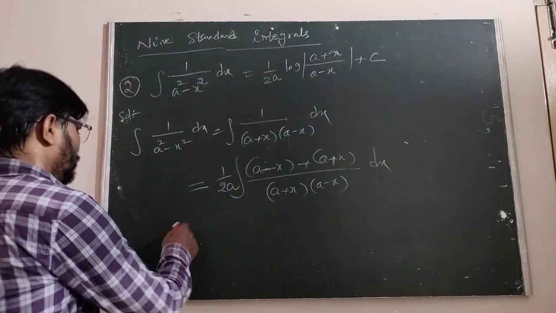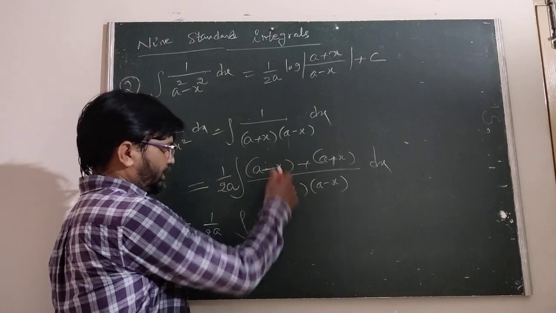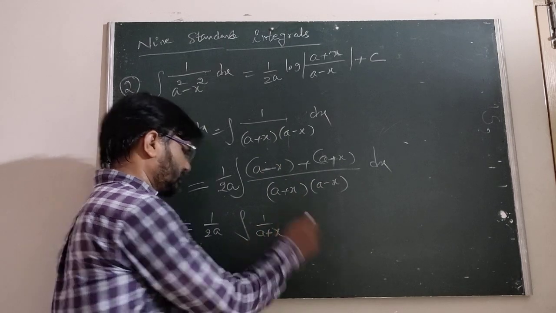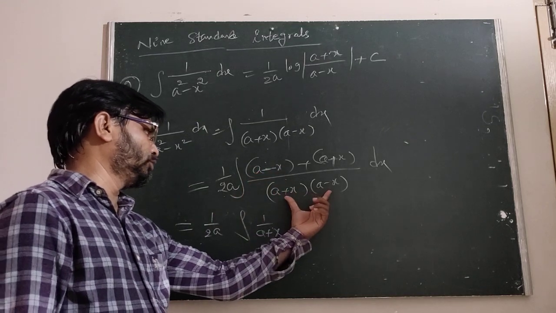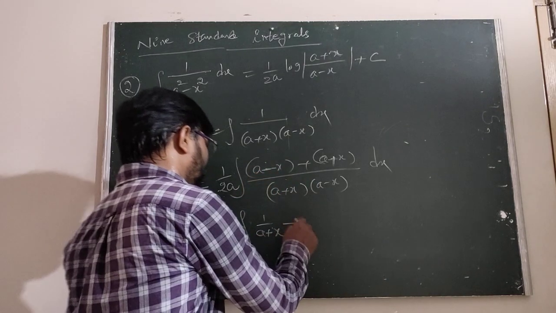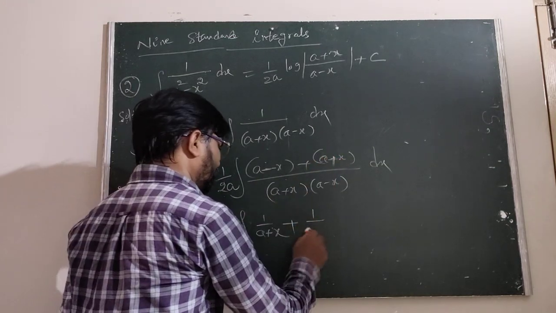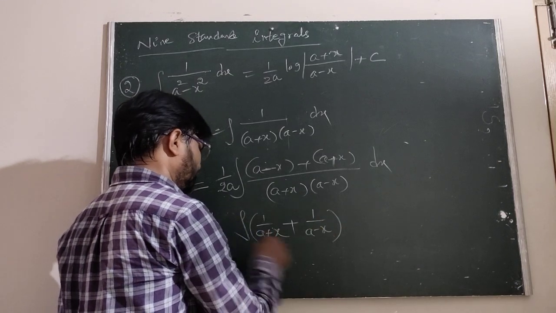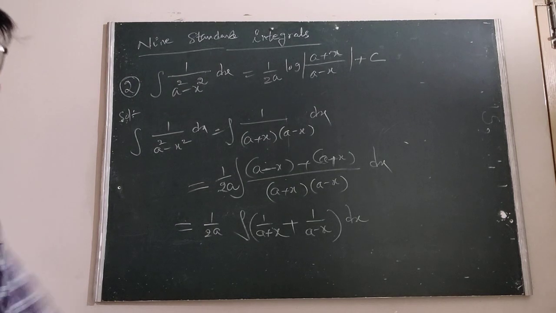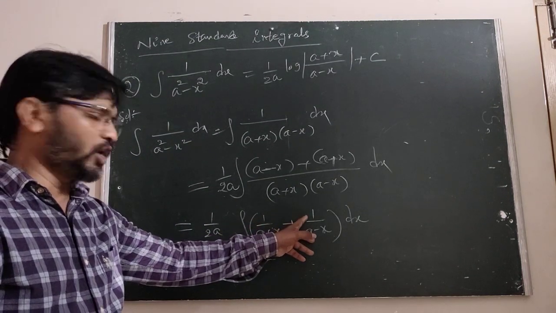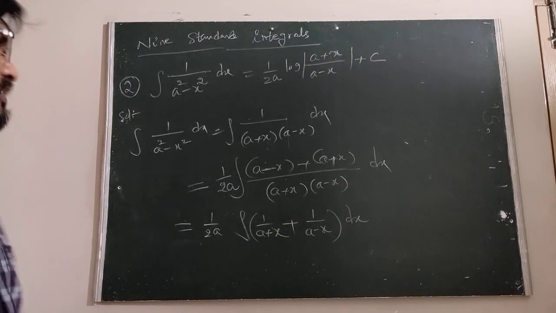Now after separation, we can write 1 by 2a integral. This one by this one: we can write 1 by (a plus x). Here (a minus x) by (a plus x) into (a minus x), these two are cancelled. Then (a plus x) by (a plus x) is cancelled, and the remaining is a minus x dx. So we think this is f of x and this is g of x. The algebraic property is the integral of f of x dx plus the integral of g of x dx.